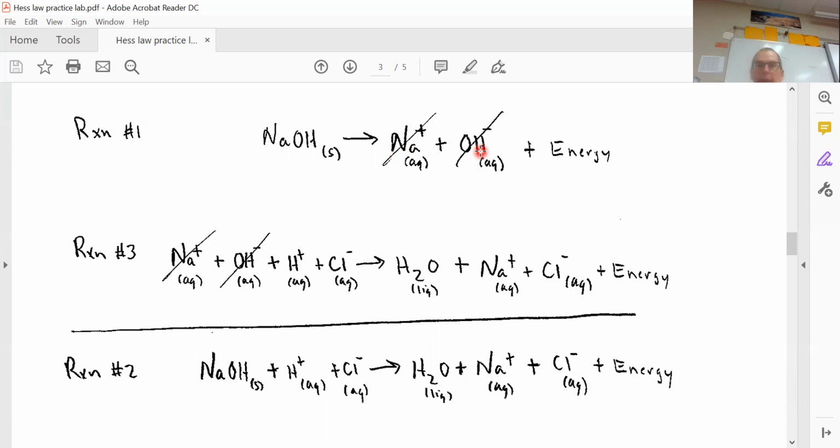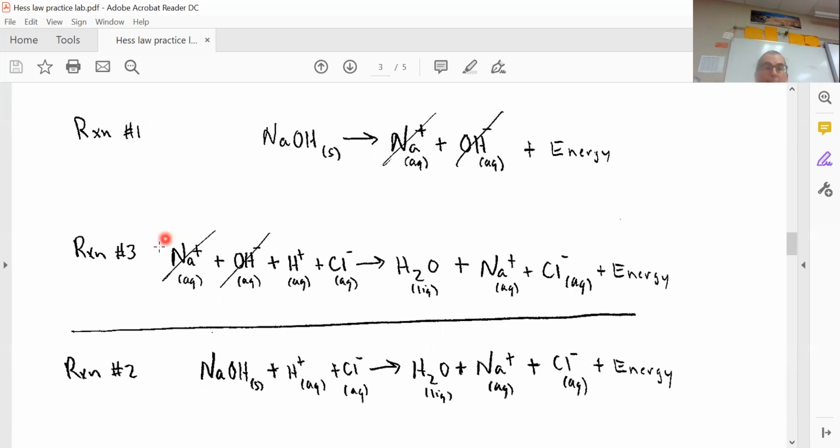Now, a lot of times when you dissolve something in water, it feels a little bit colder because that's an endothermic process, not with sodium hydroxide. It's clearly an exothermic process. It gives off energy.